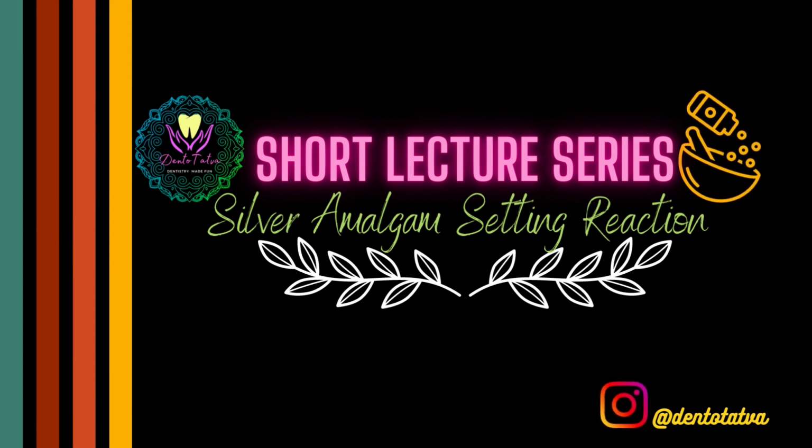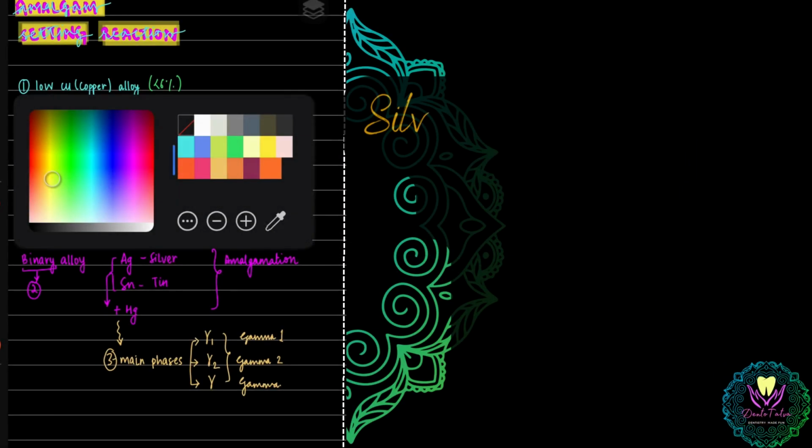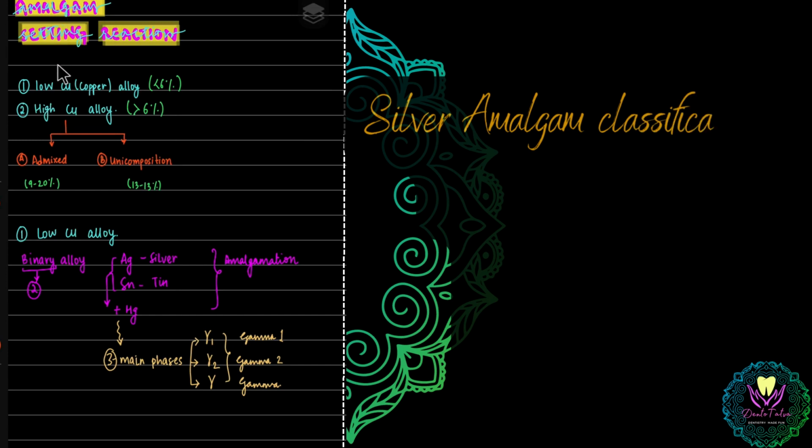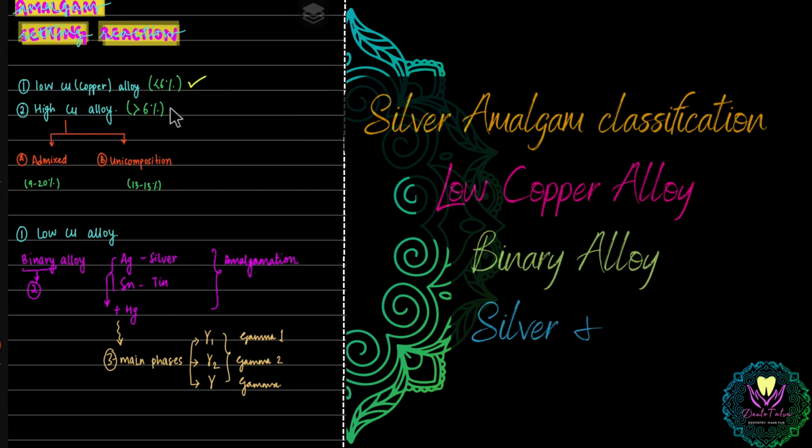Today I have picked up an important topic, that is the setting reactions in case of amalgam, one of the most important dental material topics. So beginning with the topic, we need to first understand that there are various classifications under which amalgam is classified. One of them is based on the copper content. So either the added copper percentage in the alloy is less than 6%, so it is known as a low copper alloy, or it could be more than 6%, known as high copper alloy.